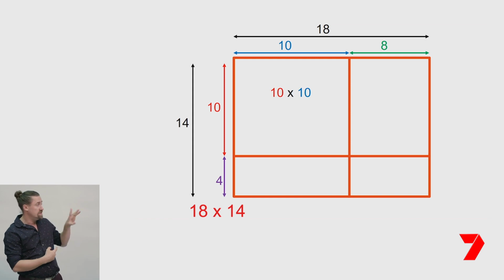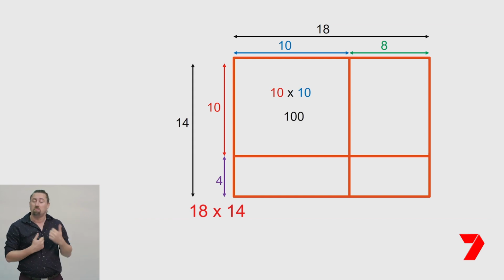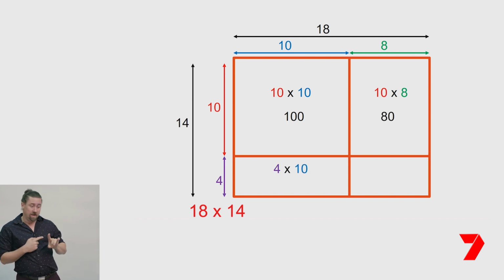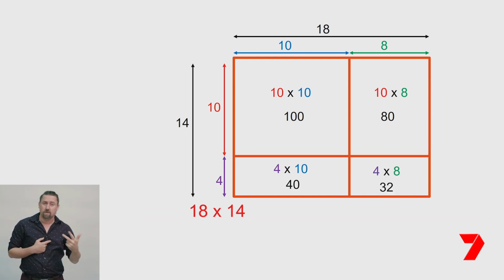10 multiplied by 10 is 100. 10 multiplied by 8 is 80. 4 multiplied by 10 is 40. 4 multiplied by 8 is 32.